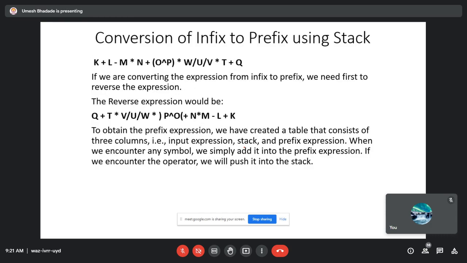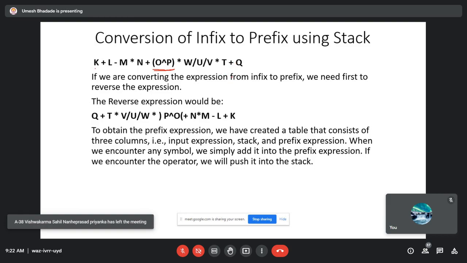Now let us take one example which considers all types of operations repeatedly. First we will see the example and then I will tell you the algorithm. In between, if anyone has any problem, you can raise your hand or just interrupt me. So here the expression is: K plus L minus M star N plus, in parenthesis, O raised to P star W divided by U divided by V multiplied by T plus Q. So this is a big expression.